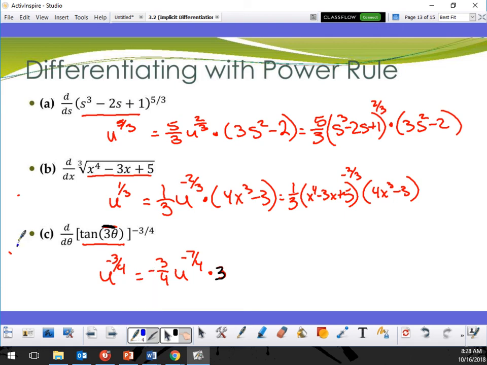And my last one is, what did I not account for yet? The tangent, right? Now, do you guys recall, what was the derivative of tangent? Secant squared, very good. So it's going to be times secant squared. Now, what am I plugging in for secant squared? What is the angle I'm using? 3 theta. I don't change that one. So it's 3 theta.